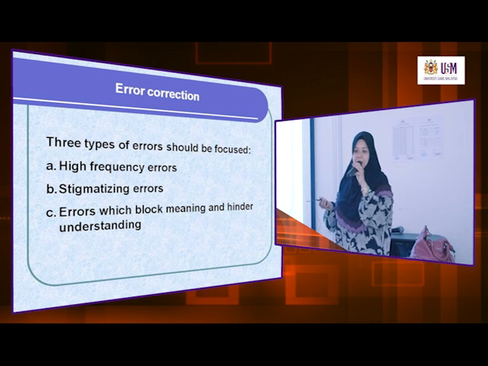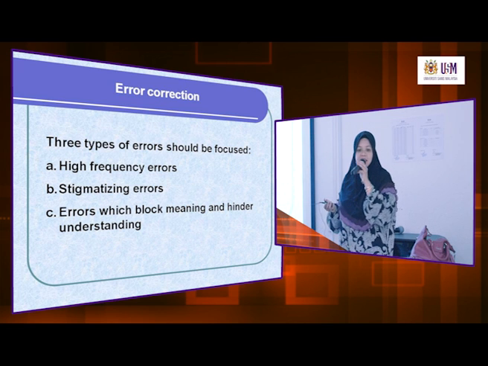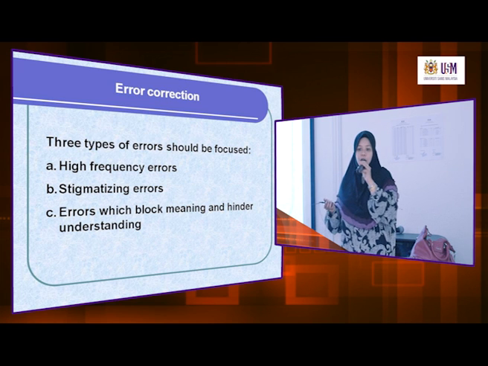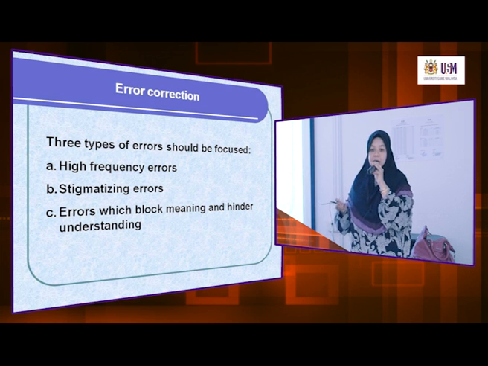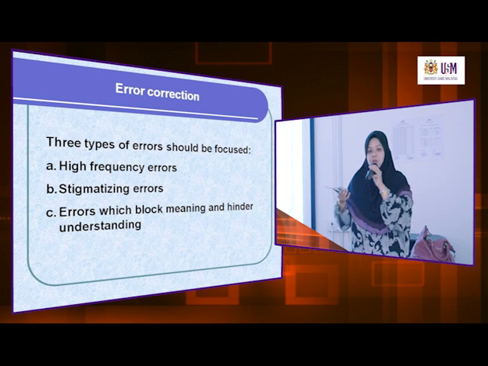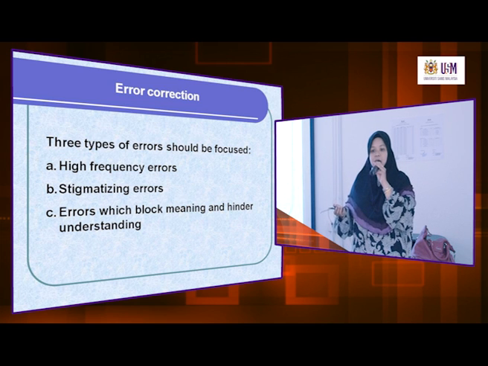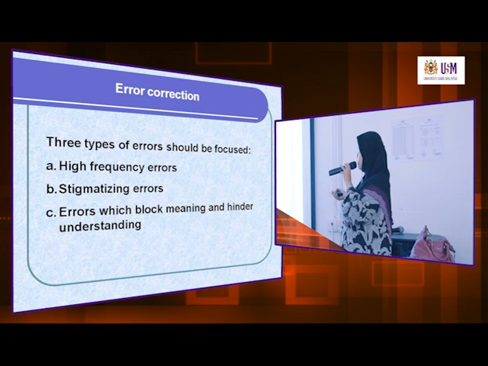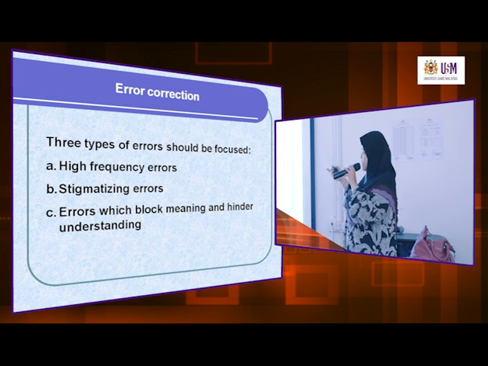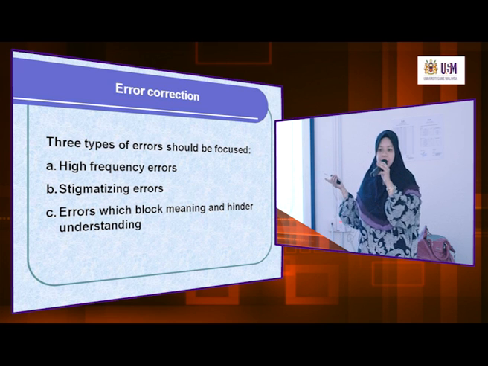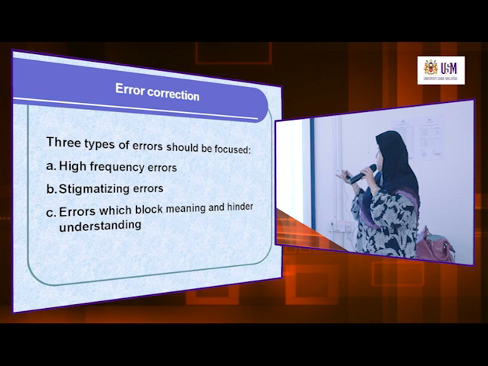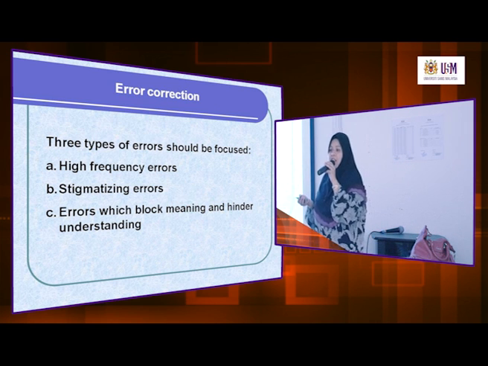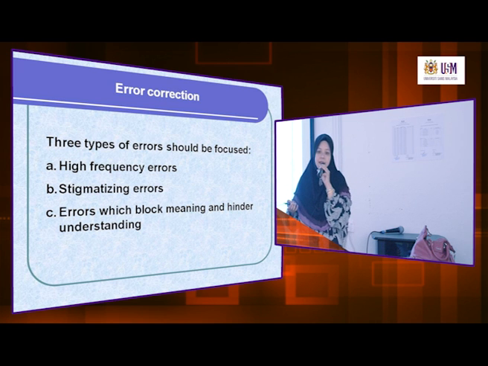Errors which block meaning and hinder understanding. Meaning that when they make the error, it means something else. They wanted to write about something, but instead when they write about it, it becomes something else. So those are the things that should be focused on, especially the C one. Errors which block meaning and hinder understanding. When it distorts meaning, that's when you have to correct errors. Okay?